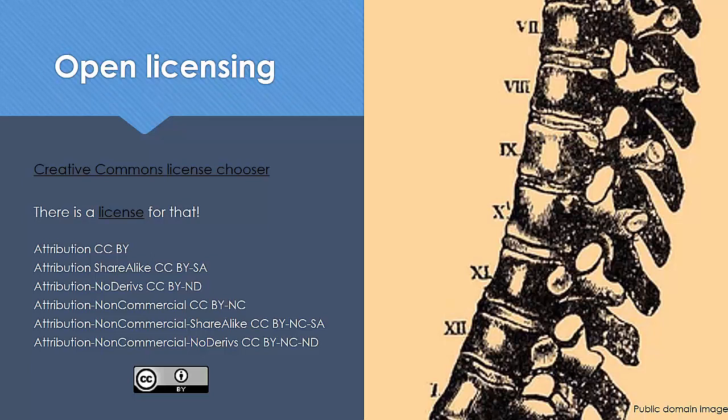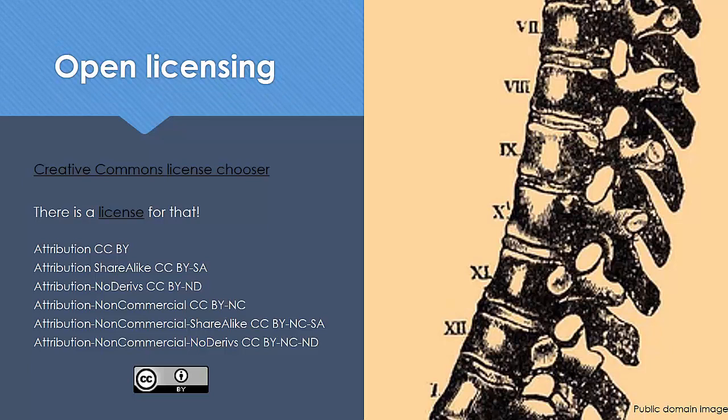So CC BY is the most liberal type of licensing, and that's a license that enables free distribution of an otherwise copyrighted work. A Creative Commons license is used when an author wants to give other people the right to share, use, and build upon a work that he or she has created.